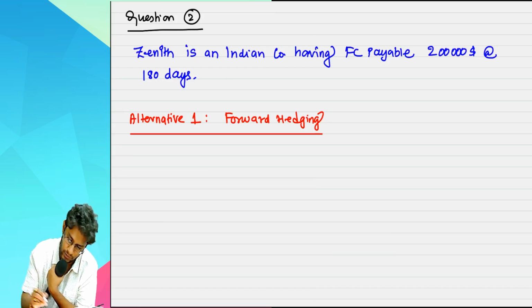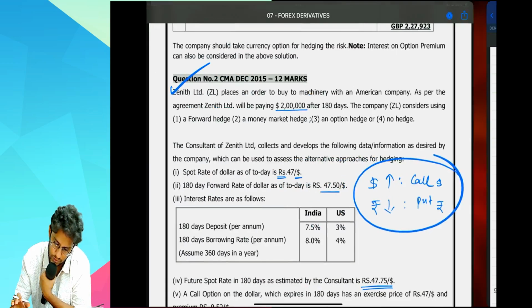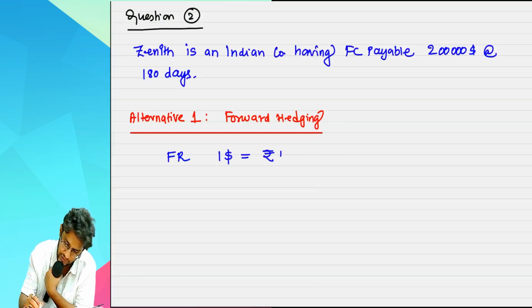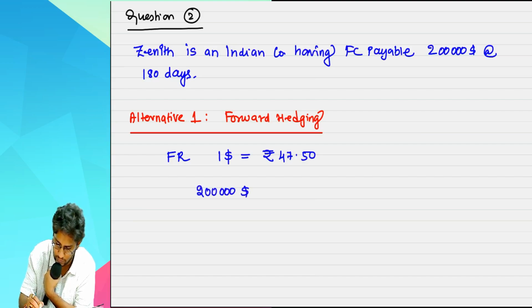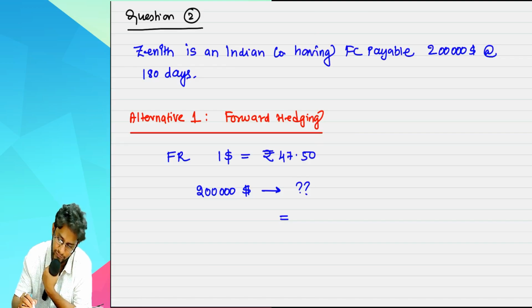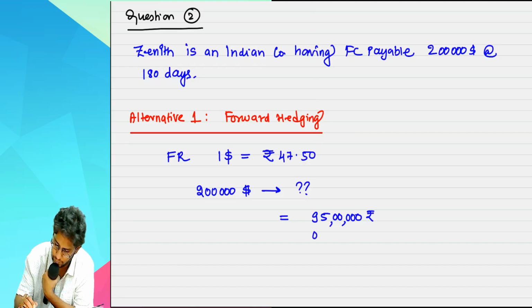Forward hedging. The question gave you the forward rate. Bring it on. $1 is equal to rupees 47.50. So if you enter into this contract, each dollar you have to buy at that rate. So $2 lakh, what is the total cost? 95 lakhs. This is your outflow at 180 days.